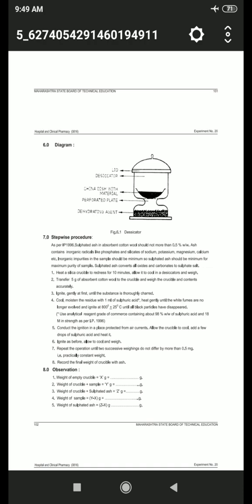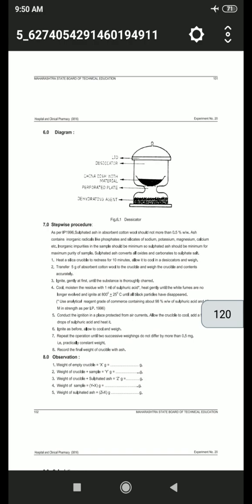Okay, then cool, moisten the residue with 1 ml of sulfuric acid, then heat gently until white fumes are no longer evolved, and ignite at 800 degrees Celsius plus or minus 25 degrees Celsius until all black particles have disappeared. Use analytical reagent grade sulfuric acid of commerce containing about 98% weight by weight of sulfuric acid and 18 M in strength as per IP 1996.